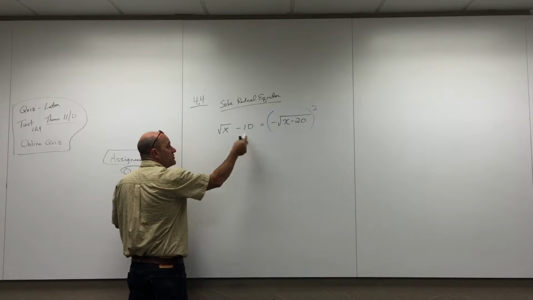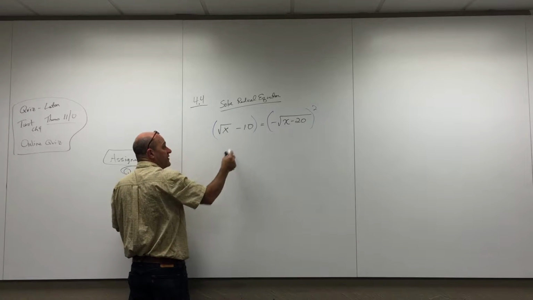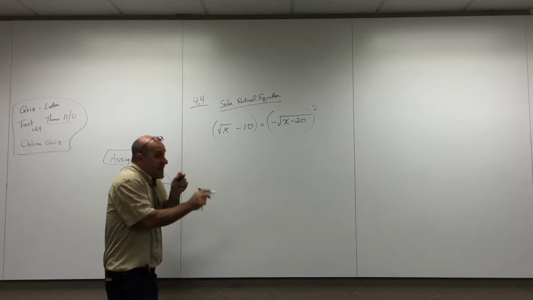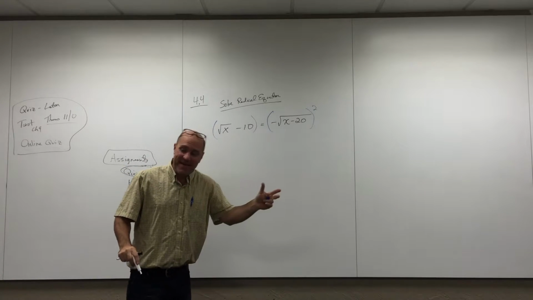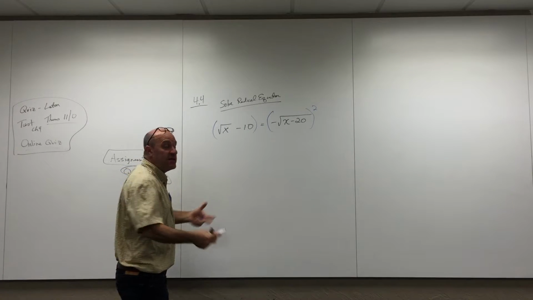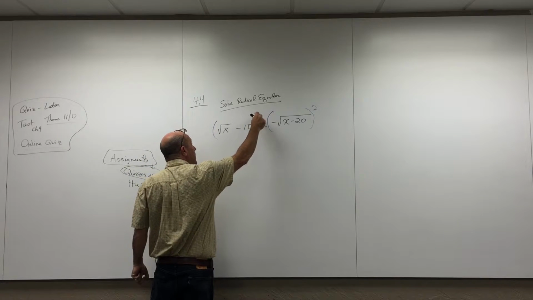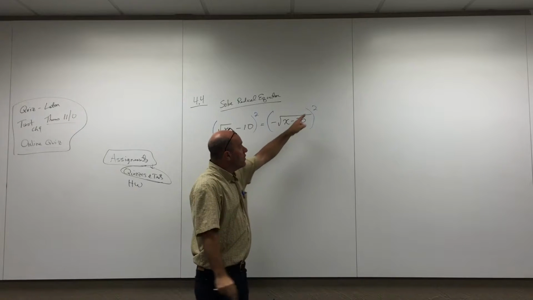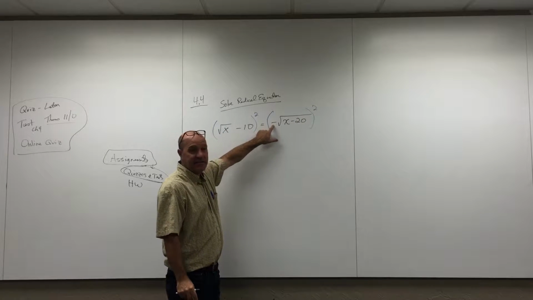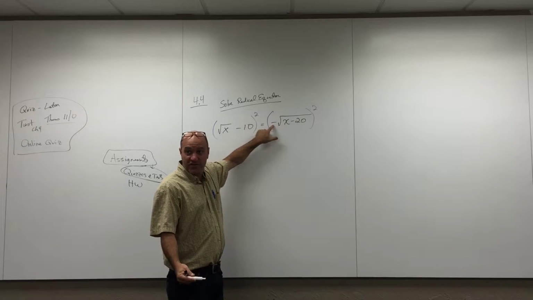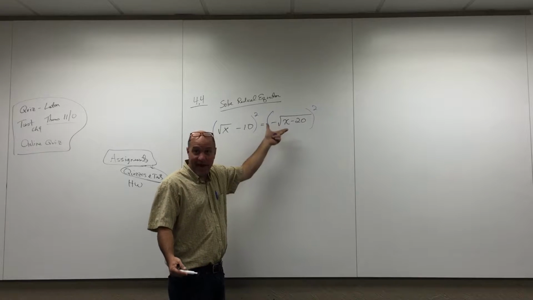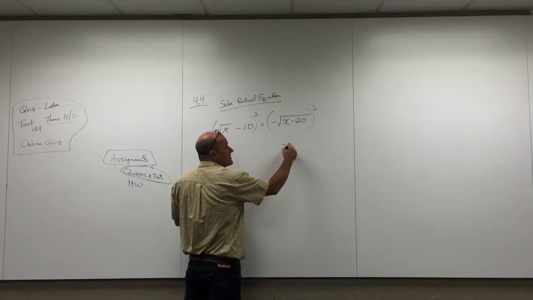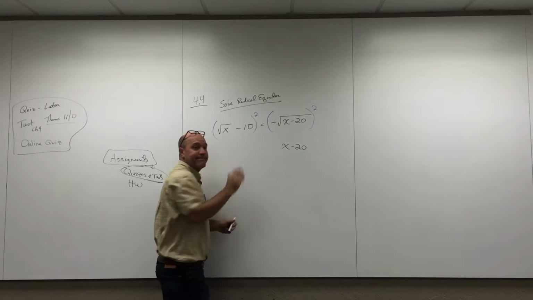But over here, when you square both sides, you do not square each term. The phrase is square both sides, which means you grab the whole side and square it. Back to this side a second. When you square the negative sign, it's positive. And when you square the radical, whatever's inside comes out. So over here on this side, I think the answer is x minus 20 after you square it.